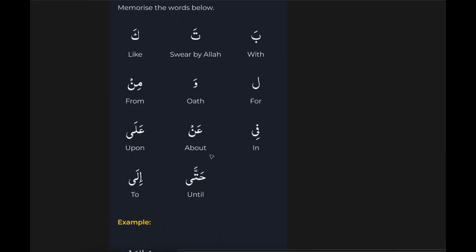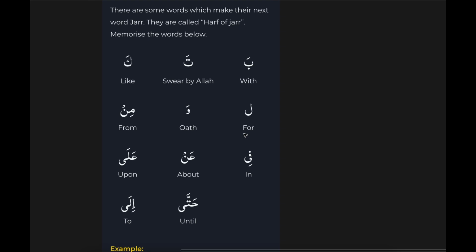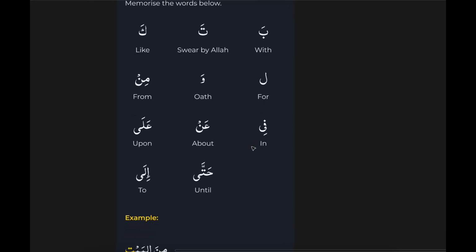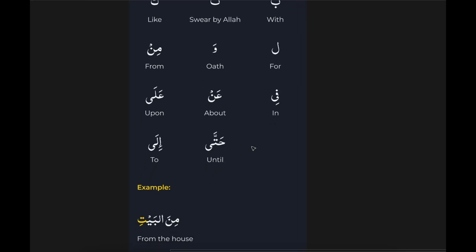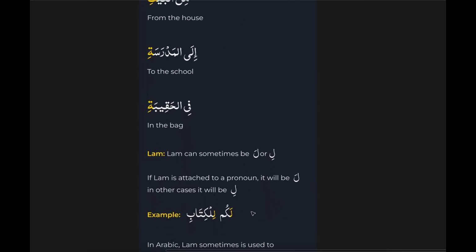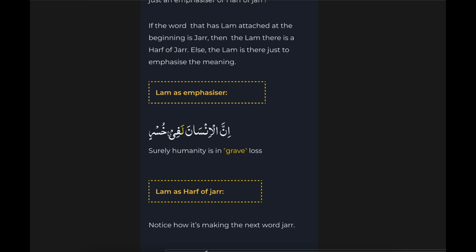Where you're going to be confused is that in other lessons I have told you that sometimes lam is used as an emphasizer. And now I'm telling you lam is a harf of jar. So how do you know? How do you look at a word with lam in the beginning and know whether lam is a harf of jar or just an emphasizer of the meaning? Innal insana lafi khusrin. Inna means certainly. Al insana, the humans, the humanity. Lafi. Fi means in, and lam, is it an emphasizer or is it a harf of jar?